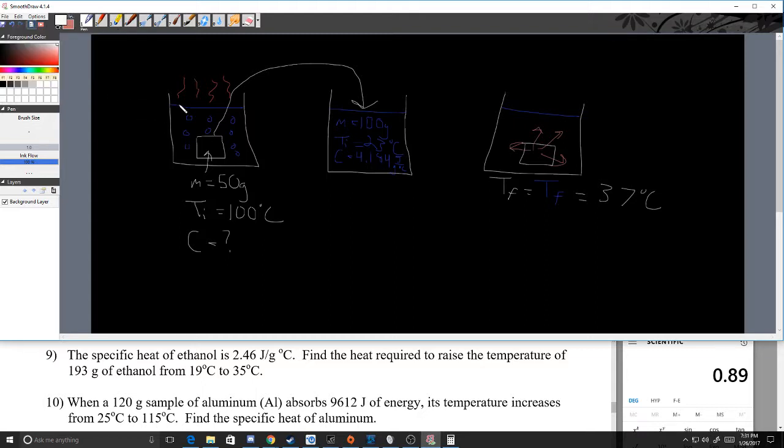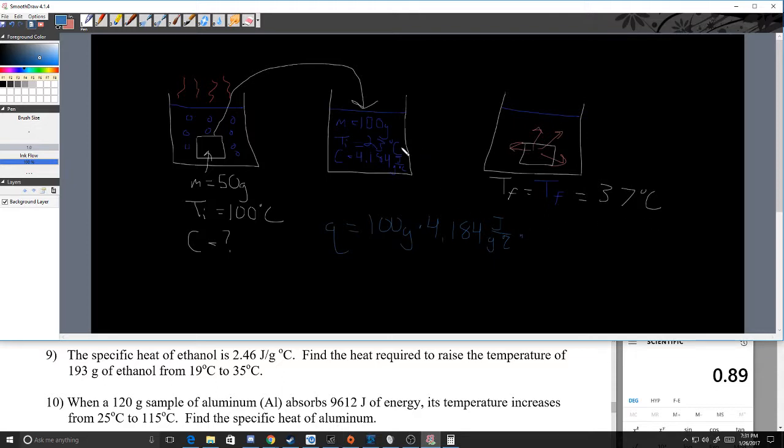Okay. So now, our Q of the water is going to be equal to the mass of the water, 100 grams, times the specific heat of water, 4.184 joules per gram degrees Celsius, times the change in temp of the water.